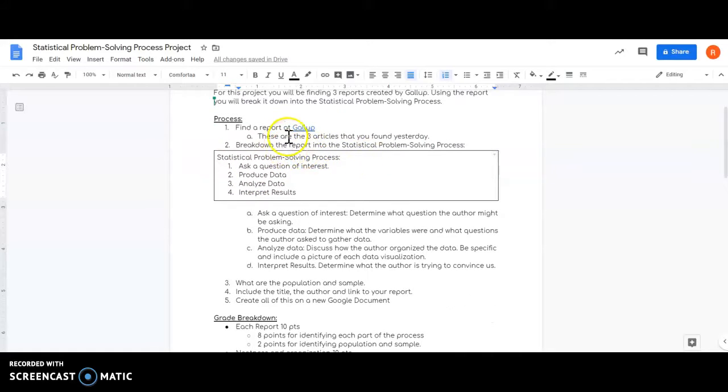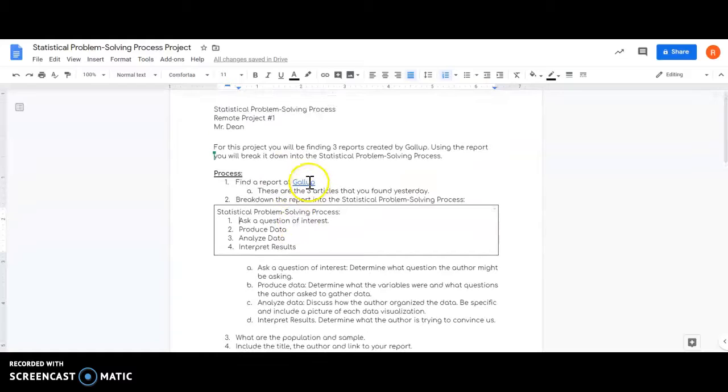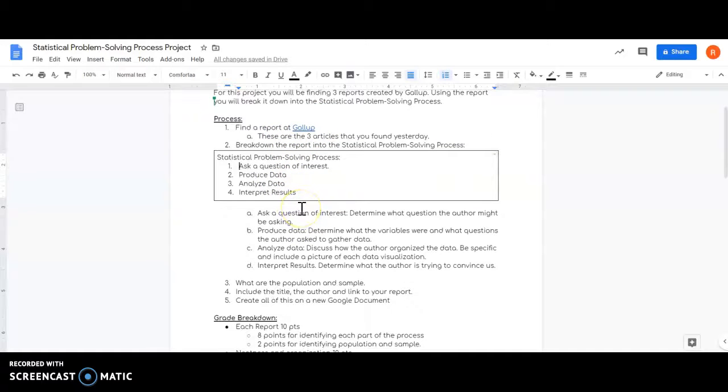So I want you guys to think about these things as you guys are looking through your Gallup articles. So these are 3 articles that you guys are going to look at, and you guys are going to determine what question the author might be asking. It's not always right there in front of you, but you're just going to determine what question they might be asking. Determine what variables were asked, and then discuss how the author organized the data, and then determine what the author is trying to convince us.